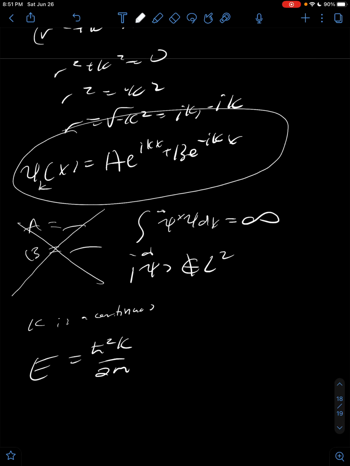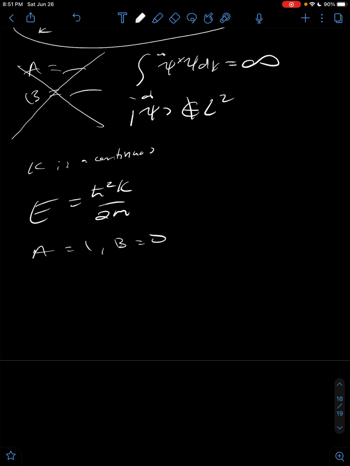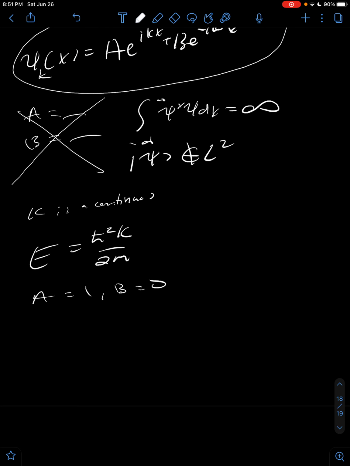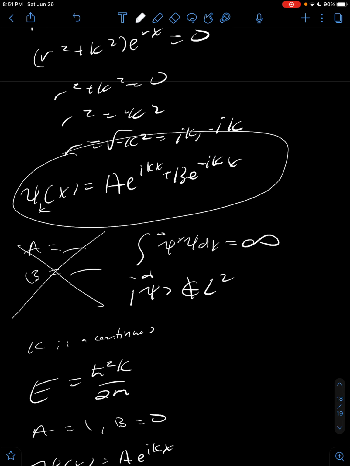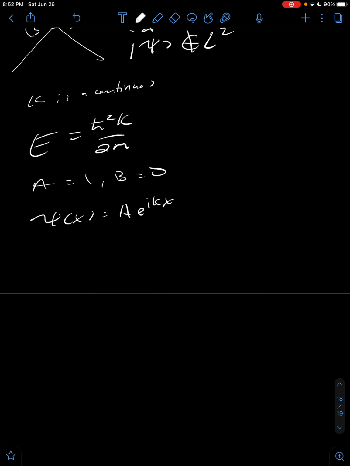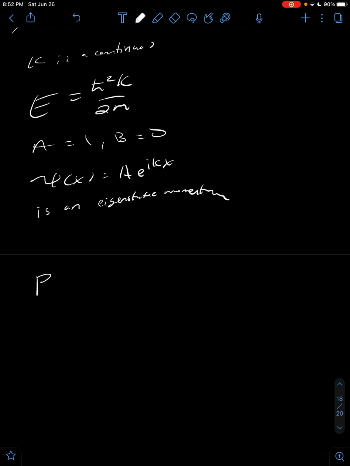What's also interesting is that if we take A to be 1 and B to be 0, then you have psi of x equals A e to the ikx, right? And this actually is an eigenstate of momentum, which is actually pretty cool. Here is a demonstration.